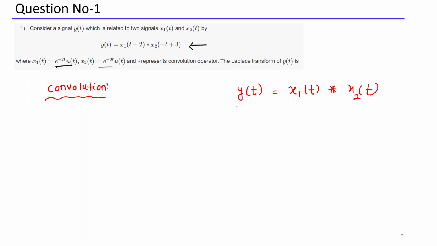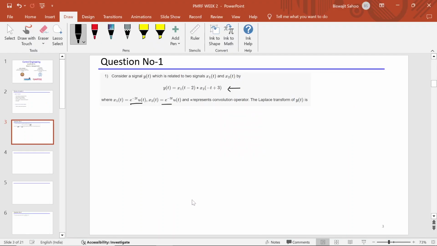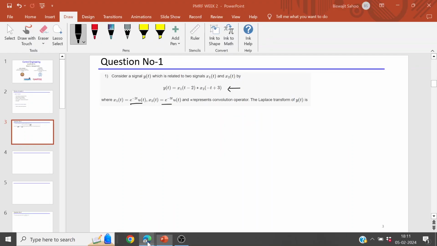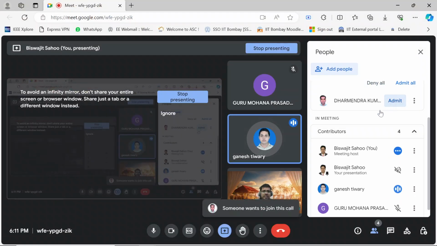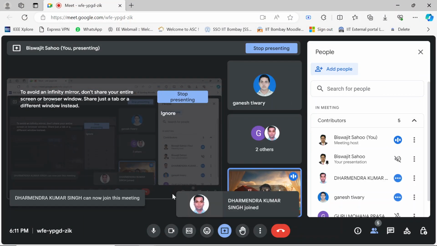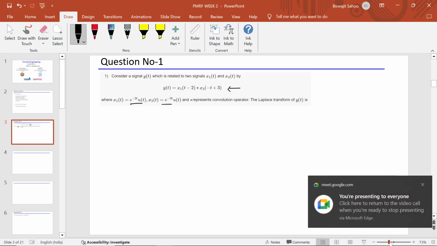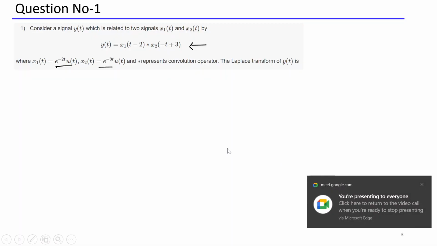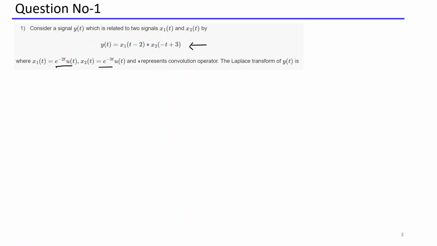But what is the definition of convolution? Suppose I'm giving y(t) is x1(t) convolved with x2(t). Can you tell me the formula of y(t) in terms of convolution? Anybody? X1 is X2 is, sir. That is in the Laplace domain. I'm just asking you in the time domain. Anybody?